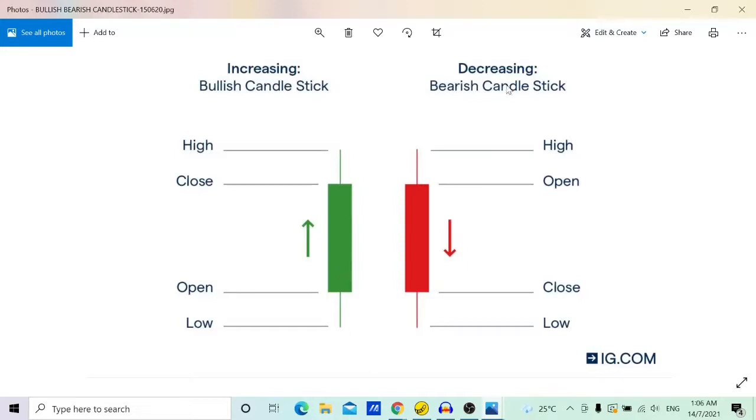For a decreasing bearish candlestick chart, this is the opening price. Say it is $12, and it drops to $10, and this is where it closes. So this is the body, highest price, lowest price. Yeah, it's kind of easy to tell.